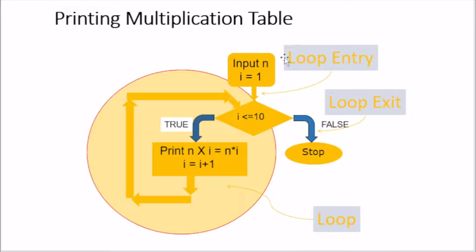So from I equals to 1, we are entering into the loop. So that part is the loop entry. When the condition is false, that is my loop exit part, and this multiplication part is what the loop is going to execute until my condition is false. So let us discuss this with some example so you will get a clear idea.